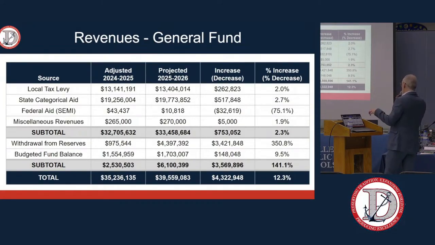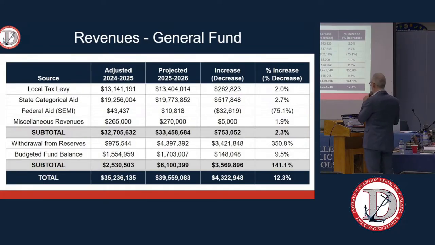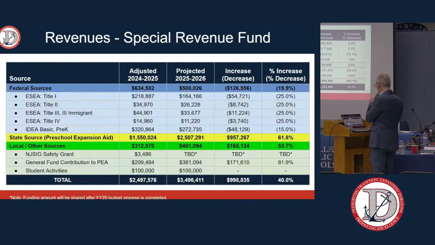From revenues, we also have to take into account withdrawal from reserves. So when we take our reserve accounts and we bring them into the general fund to pay for things, that counts as a withdrawal from reserves, but it also counts as a revenue on the general fund side. Budgeted fund balance is money in excess surplus from the prior year, and so we're carrying $1.7 million in budgeted fund balance, which is a slight increase from last year.